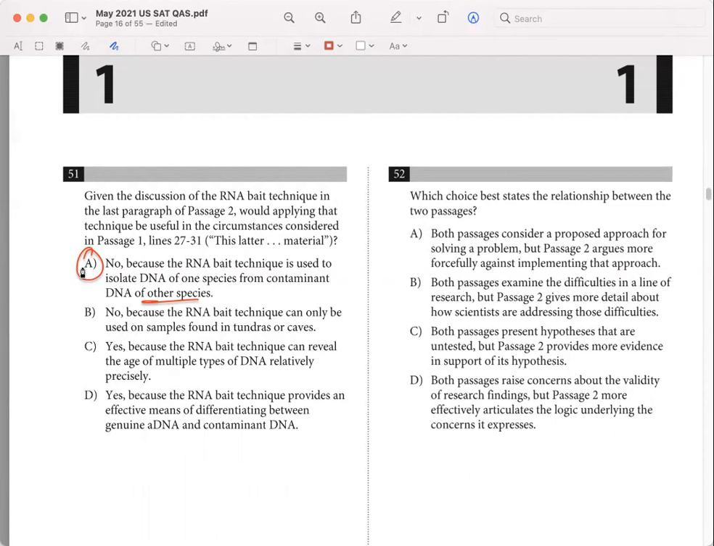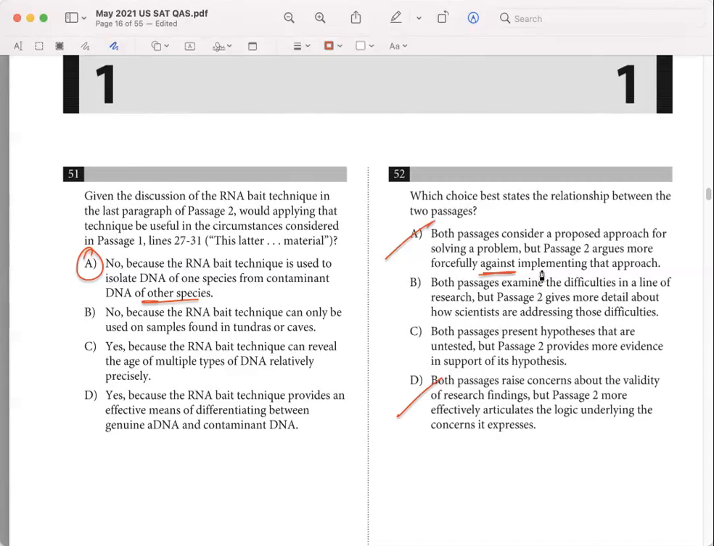Okay, so I don't like A and D because, yeah, the first part of A is fine, that both passages consider a proposed approach, which is DNA decontamination. But passage 2 argues more forcefully for that approach, not against, right? Passage 2 is a little more optimistic, so A is out. In D, both passages raise concerns about the validity of research findings. I'm not sure that's correct because that's not the point of the passages, right? The point of the passages is to look at the scope of DNA decontamination.